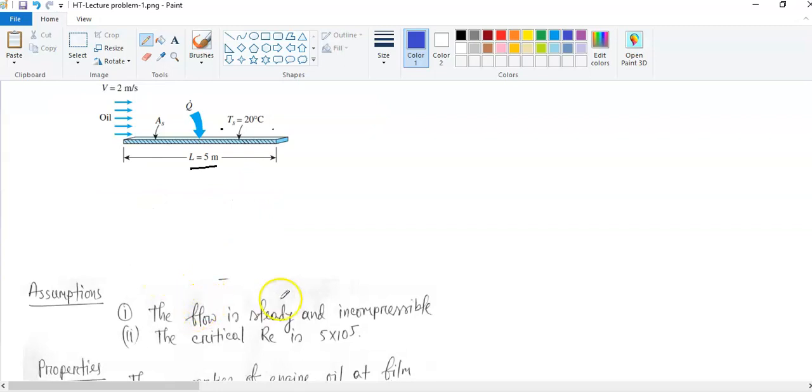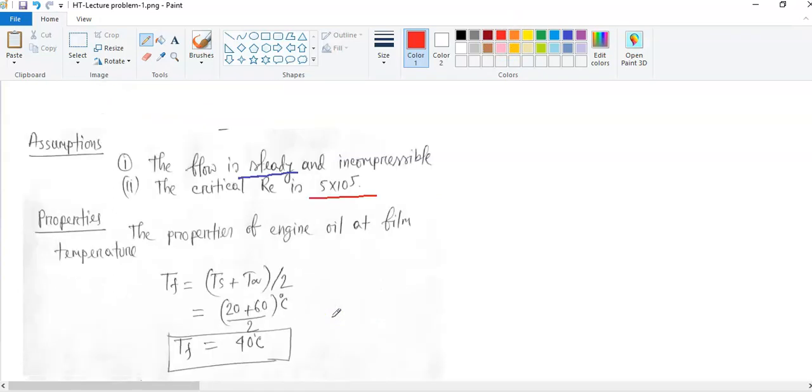We will consider the flow is steady and incompressible because the fluid is oil. The liquid is oil, so it is incompressible. So these are our assumptions, and the critical Reynolds number is 5 into 10 to the power 5. We know this is constant. The critical Reynolds number is 5 into 10 to the power 5. Alright, so now we will calculate the properties.